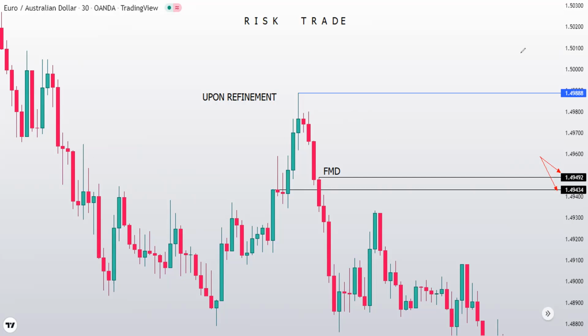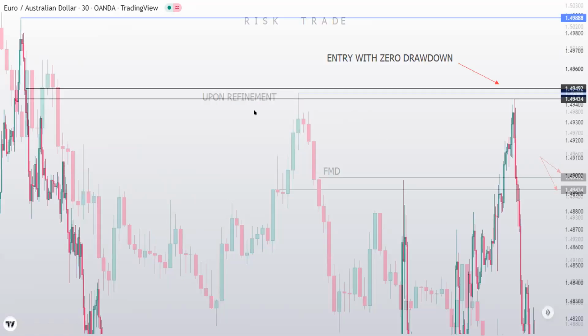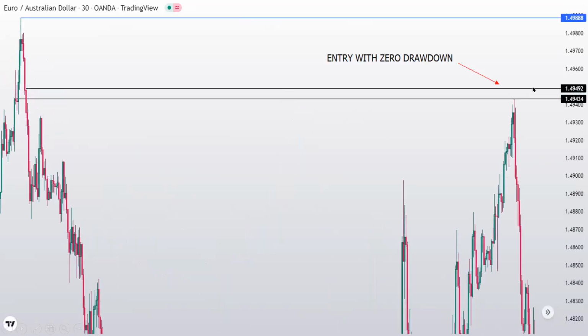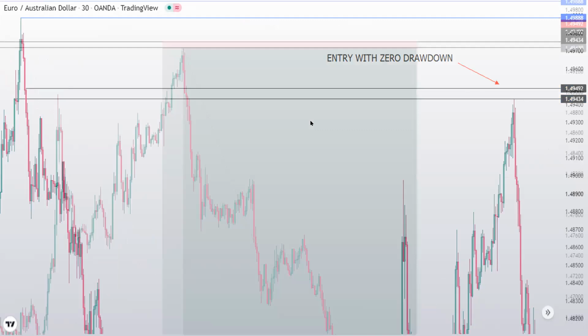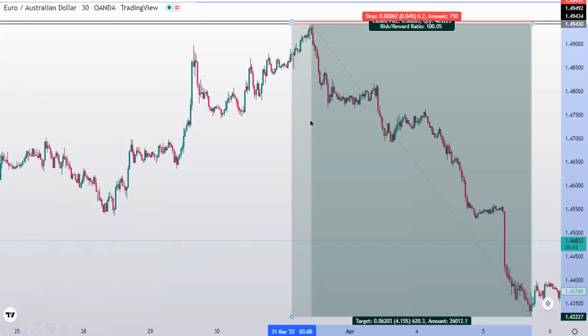But as I told before, if you spot some conditions that favor you in this scenario, you have to only use 15 pips. You're actually safe. And if the market comes and taps you or stops you out by 15 pips, then that means you were actually wrong on that specific trade. As you can see, the market came, tapped that specific point. It was a zero drawdown entry. Then the market moved in that specific direction by almost 620 pips, and the risk was only 6 pips.